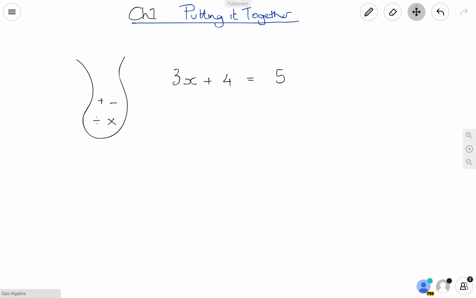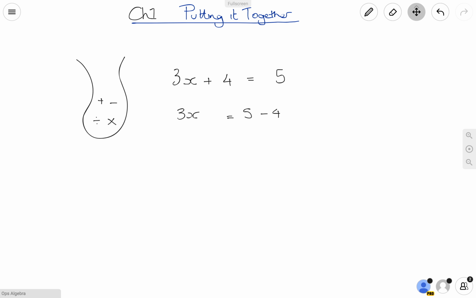It doesn't matter what order you do it in, but the easiest method is to get rid of the plus stuff first. If it's plus or minus, get rid of that first, and then divide. Let me show you how. We've got plus 4, the opposite is minus 4. I'm not going to write minus 4 every time now. I'm just going to jump this step and write 3x equals 5 minus 4. Hopefully you know that what I did was subtract 4 from both sides.